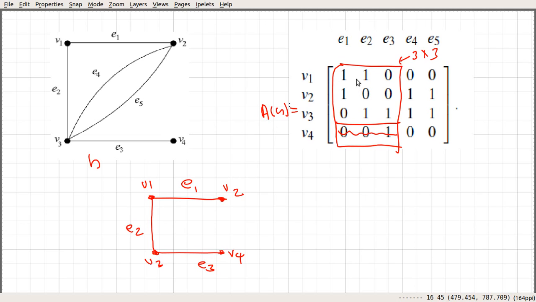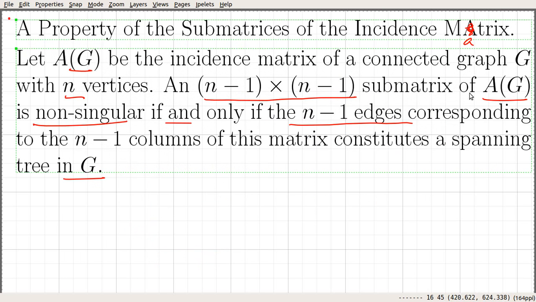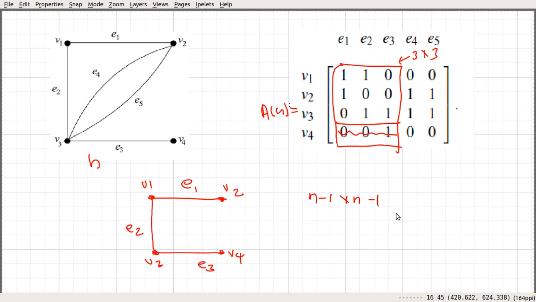Okay, and if you find the rank of this matrix, we will see that the rank of this matrix will be equal to 3. So we started with a spanning tree and this n minus 1 by n minus 1 submatrix. In this case this matrix, 1 1 0, 1 0 0, 0 1 1, is a full rank matrix.